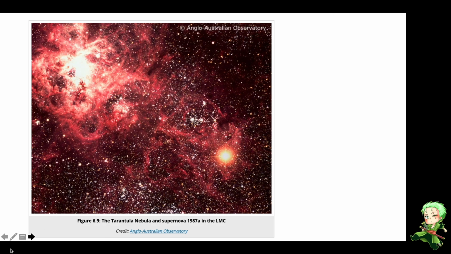For example, this is a more colorful example. This is the Tarantula Nebula and Supernova 1987A in the LMC. So you can see it here. This is our Tarantula Nebula. Look, the nebula was outshined by Supernova 1987A. That is how powerful a supernova explosion is.